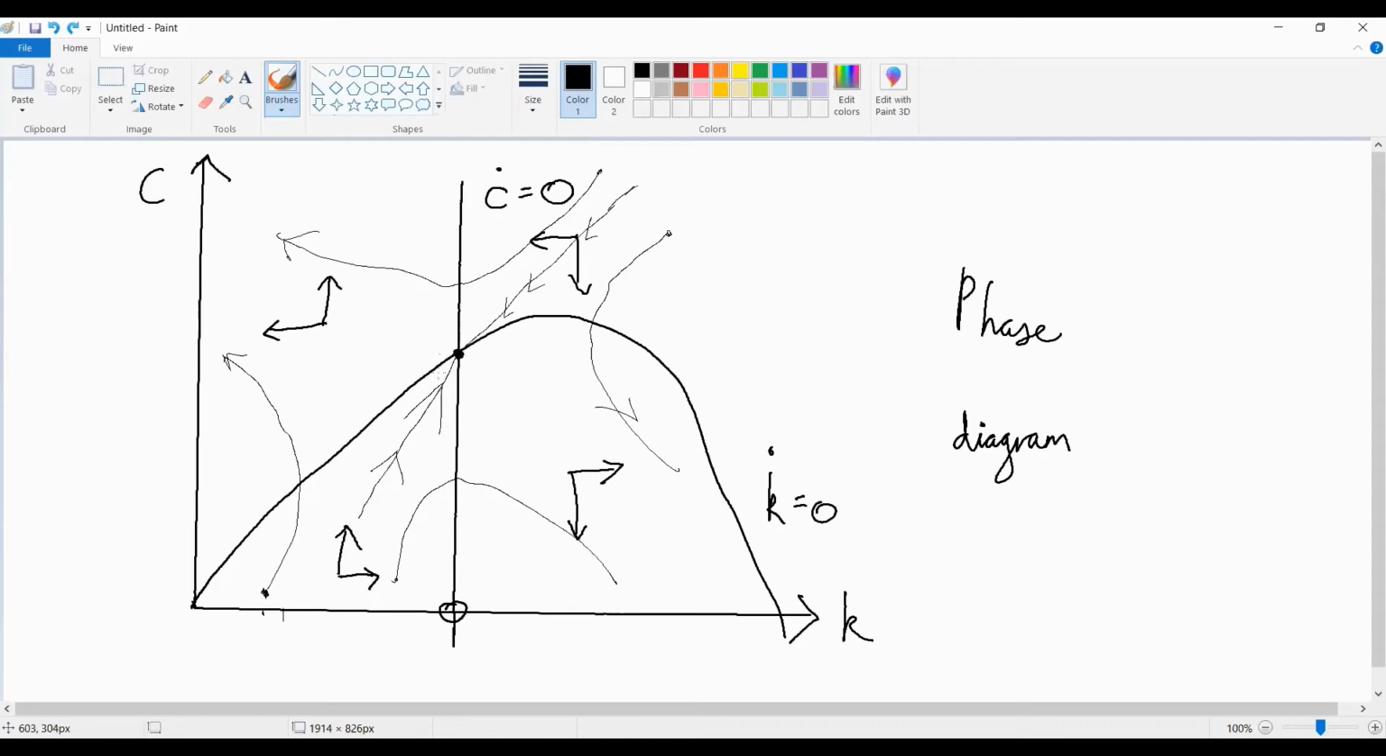And thus, we've shown that not only does this model have a unique steady state, which is where the two C dot equals 0 and K dot equals 0 lines cross, but we will also have a unique equilibrium in general. Give me your K0. I can find you the unique equilibrium value of consumption. And moreover, that path, given that choice of consumption, will converge to this steady state.